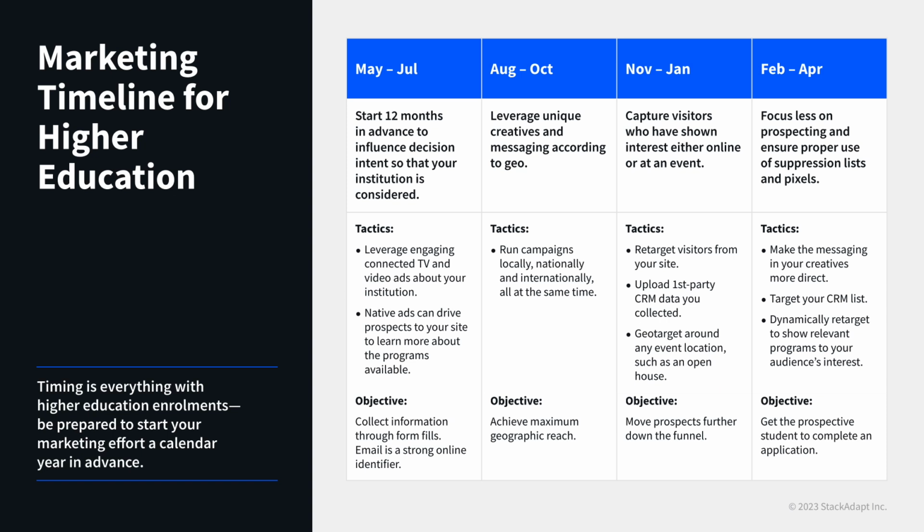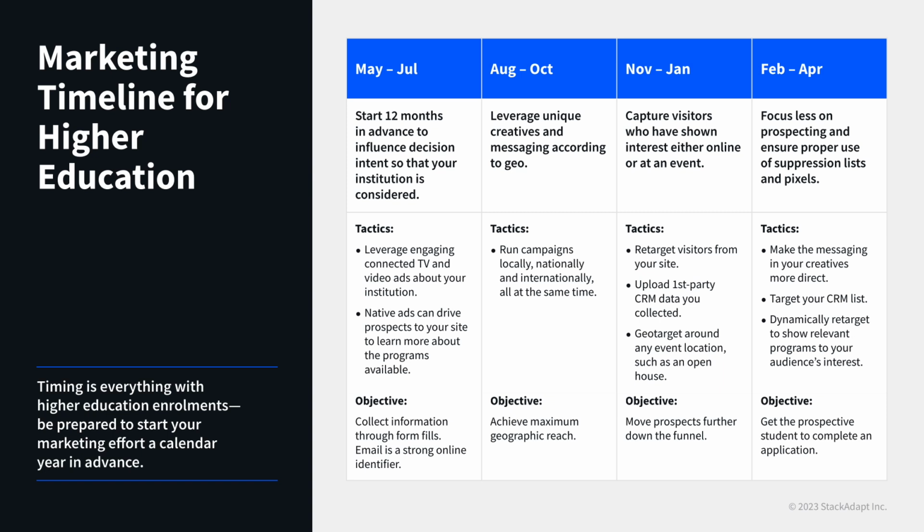Then through November to January, this is when you will drive users further down the funnel into the consideration phase. So retargeting users who have visited your site, also utilizing first-party data, CRM data that you've collected, and geo-targeting around any events, so around campus open days and things like that, to reiterate your brand messaging and drive users further down the funnel.